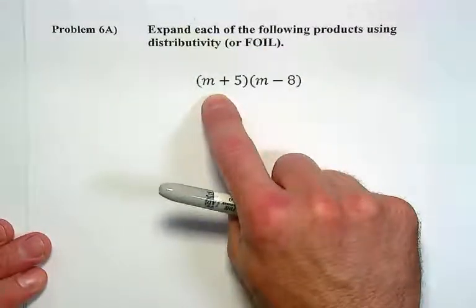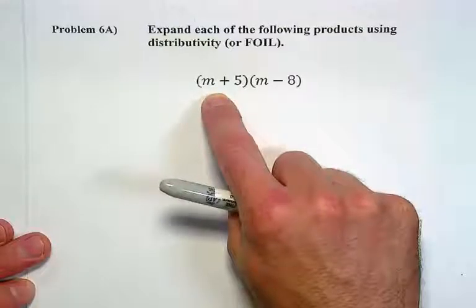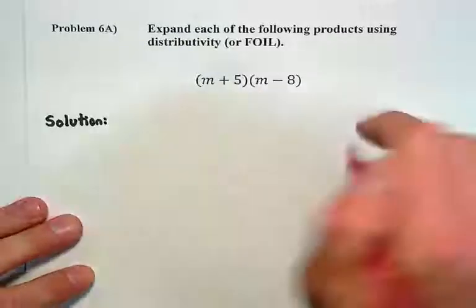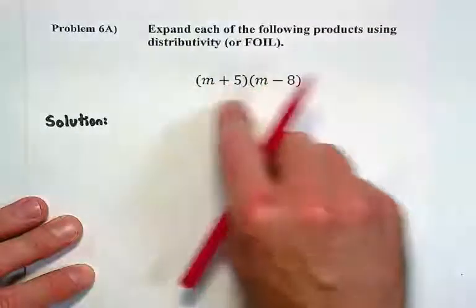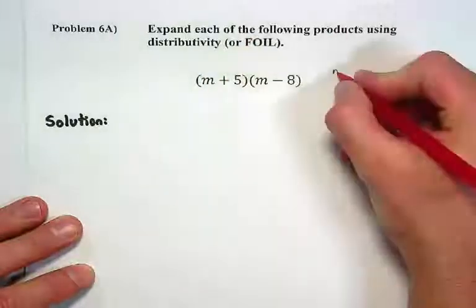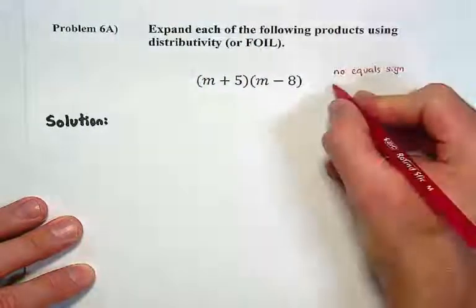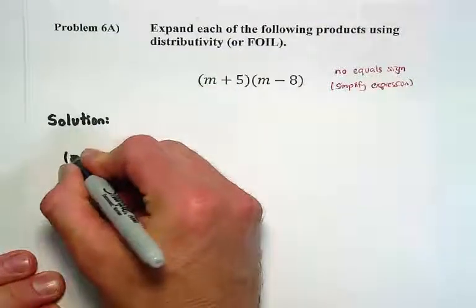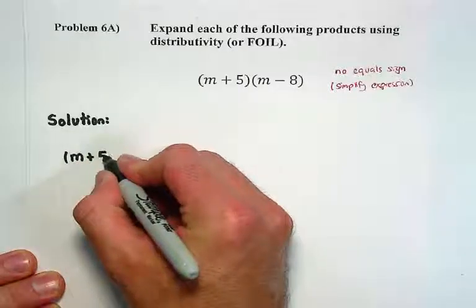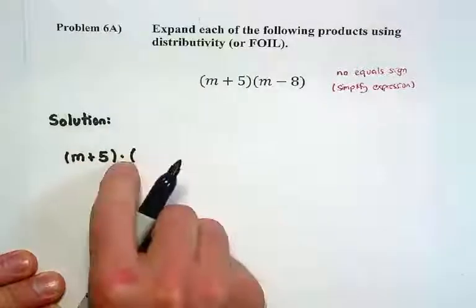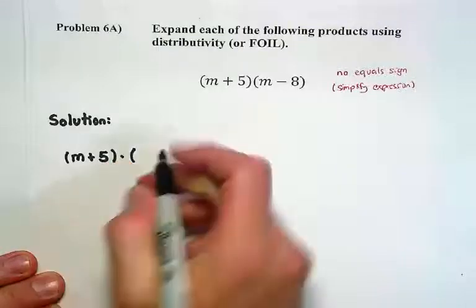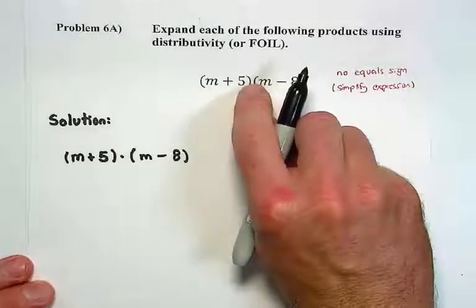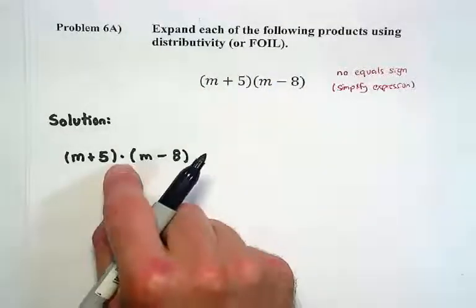Here we have the multiplication problem, m plus 5 times m minus 8. Before we do any work, we might ask ourselves, is there an equal sign in this mathematical statement? We see no equal sign, and thus we know we're going to simplify the expression. We begin our simplification by writing the entire original expression in our own handwriting. I'm going to go ahead and write specifically that multiplication in between. Many times mathematicians suppress multiplication. They don't actually write it, but I like to see it for myself.